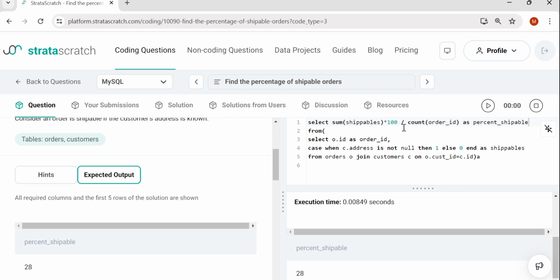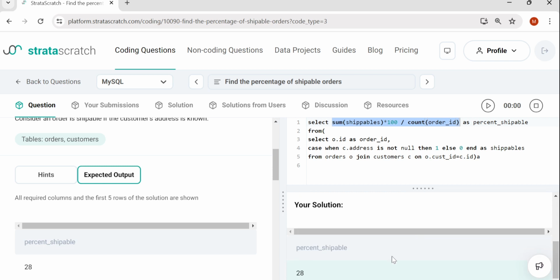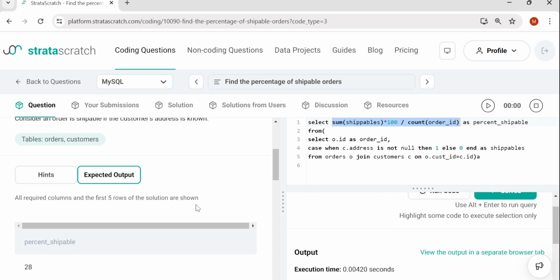See what we are doing: whenever an address is mentioned, it is considered as 1. If it is not mentioned, then it is 0. So you get the total number of shippables by summing up all those ones and dividing by the count of both ones and zeros, which gives the total number of orders. That is what I solved by using count of order ID. So this is the percentage of shippables. Now check with the solution. Yes, this is correct. I hope this concept is understandable. I hope you have gone through my previous video. Thanks for watching.